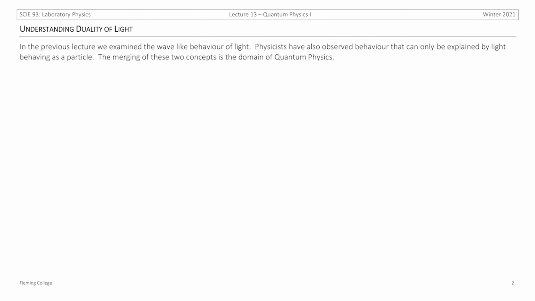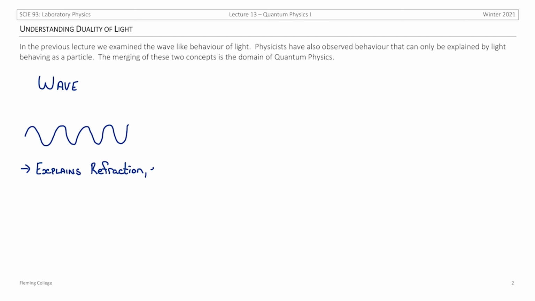In the previous lecture, we examined the wave-like behavior of light, and physicists have done experiments that have let them observe that behavior. But they've also observed behavior that can only be explained by light acting as a particle. The merging of these two concepts is the domain of quantum physics. So we've seen the wave-like behavior, where light comes in with a wavelength and a frequency and a wave speed of the speed of light. And this behavior can explain concepts like refraction and diffraction and interference.